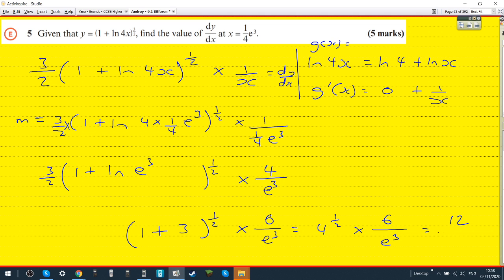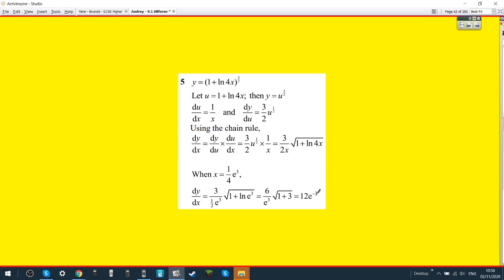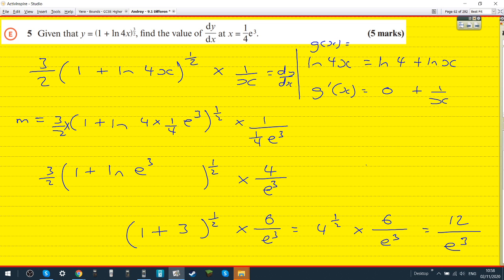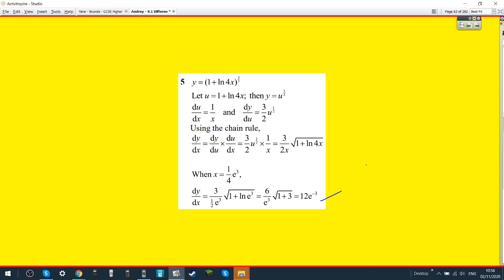Well done. Wow, 12 over e cubed. I didn't see it. 12e to the minus 3. Did I? Oh, it's the same thing. 12 over e cubed, 12e to the minus 3. Yeah, exact same thing. Great.